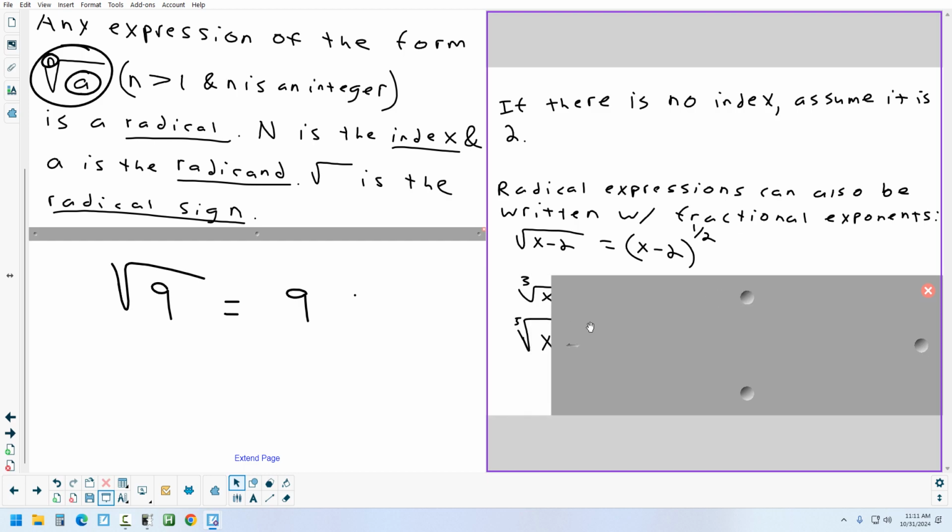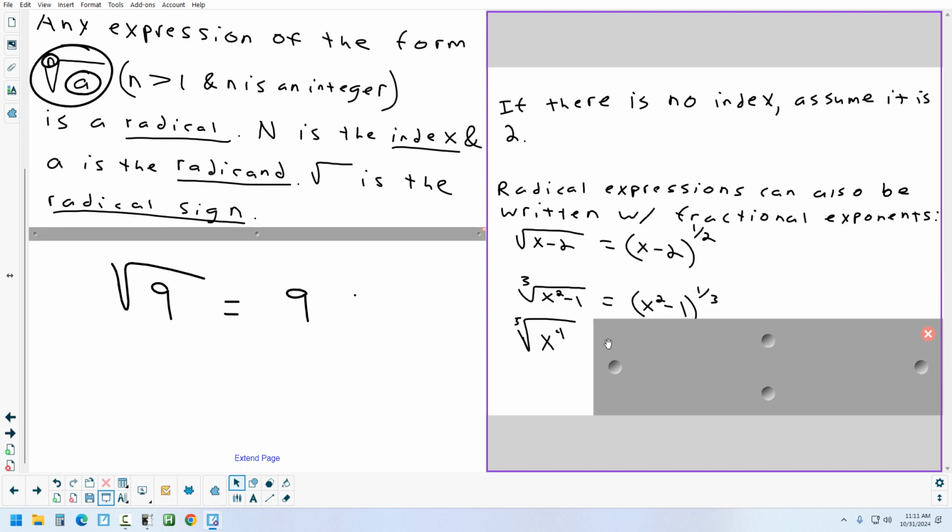What do you think would be the same as taking a cube root? Right, to the 1/3 power. So the pattern is, if you want to change something from having a root to having an exponent, raise it to 1 over the index. Cube root, 1 over 3. Fifth root, 1 over 5. Raise it to 1 over the index.